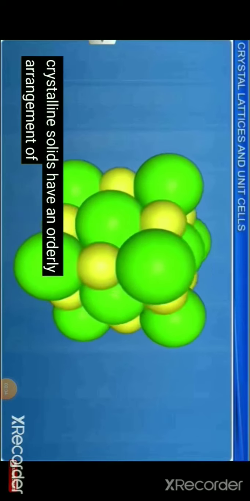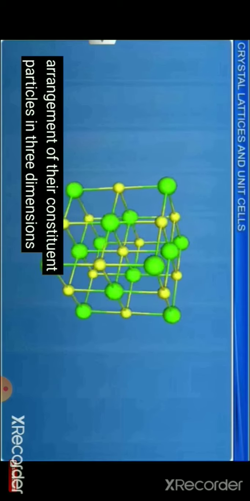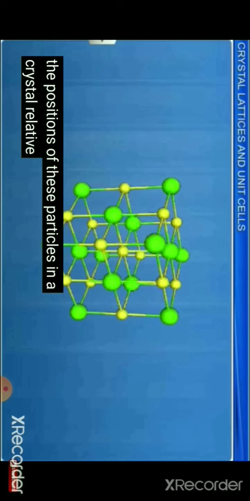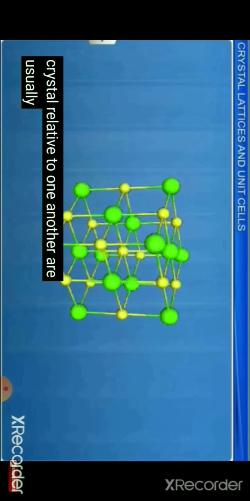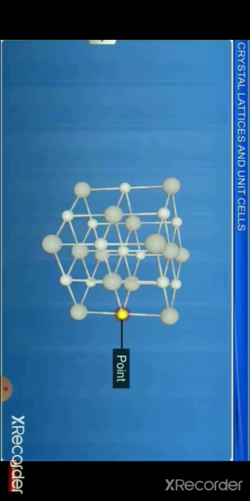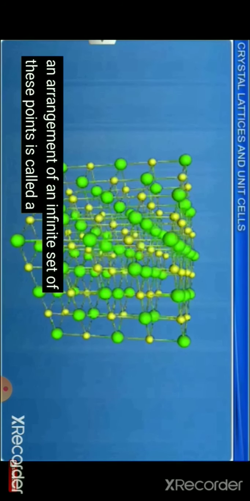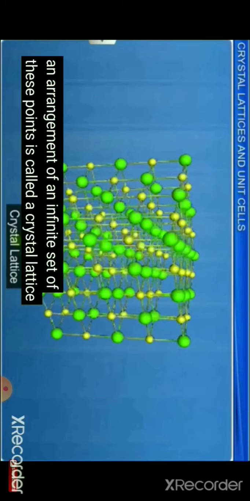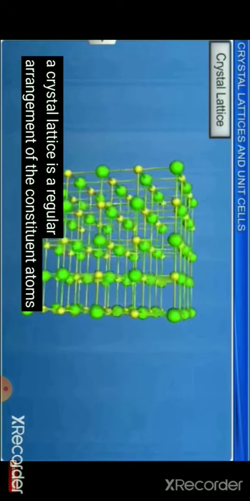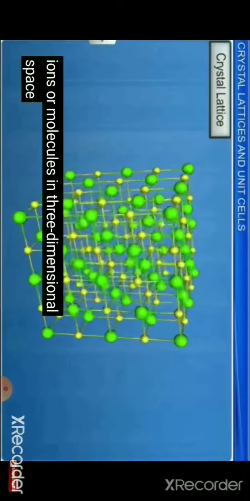Crystal lattice and unit cells. Crystalline solids have an orderly arrangement of their constituent particles in three dimensions. The positions of these particles in a crystal lattice relative to one another are usually shown by points. An arrangement of an infinite set of these points is called a crystal lattice. Thus, a crystal lattice is a regular arrangement of the constituent atoms, ions, or molecules in three-dimensional space.